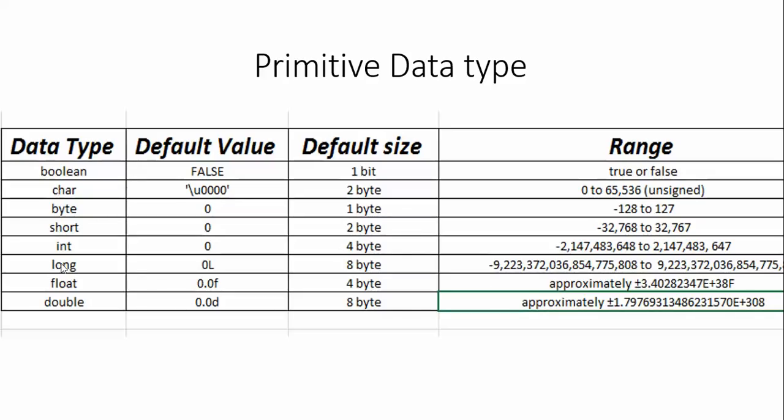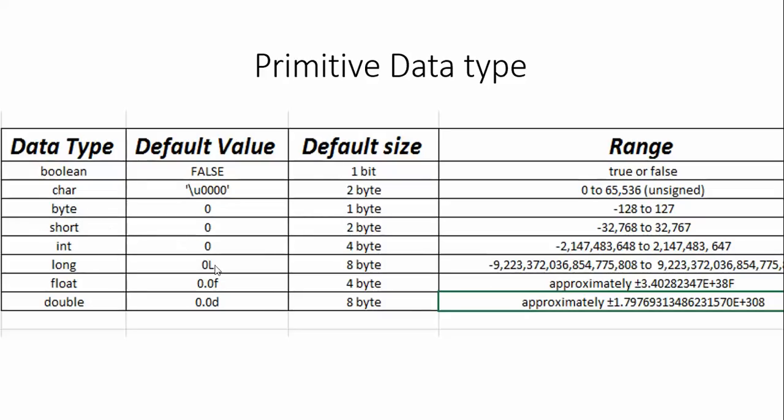And the last one is long. So these four data types will accept decimal values, and based on the requirement you can use them. I will highly recommend you to use integer, because by default any decimal value Java will consider as integer, because it contains a very good range. And long will take 8 bytes of memory, and it contains a huge range.